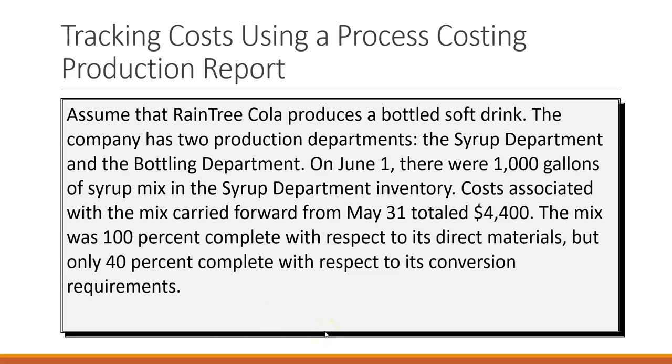We're going to look at another company here. So this company produces a bottled soft drink. Our company has two production departments, the syrup department and the bottling department. When we begin June 1st, we have 1,000 gallons of syrup mix in the syrup department inventory. We brought over costs of $4,400 for our work in process cost.